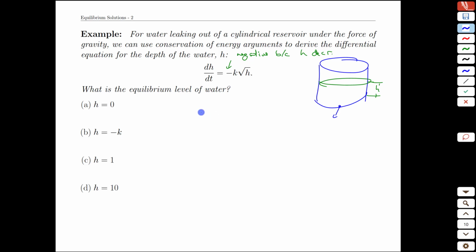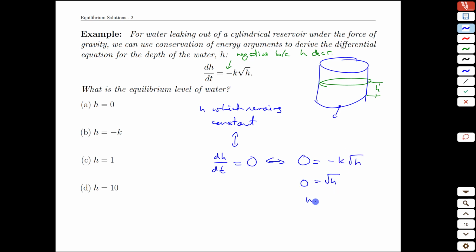Okay, same idea as the last case. We're looking for an h which remains constant. And in that scenario, that's the same as saying dh/dt equals 0. And that we can get from our equation: negative k square root of h equals 0. Well, we can divide by negative k, so we get 0 equals root h. The only way for that to happen is h equals 0. The only equilibrium where things don't change is when the tank is empty.